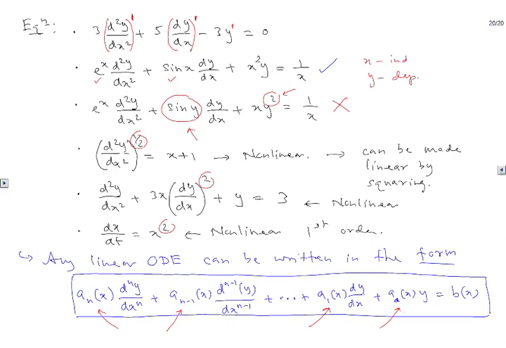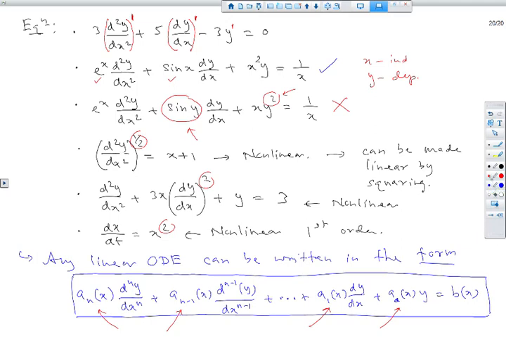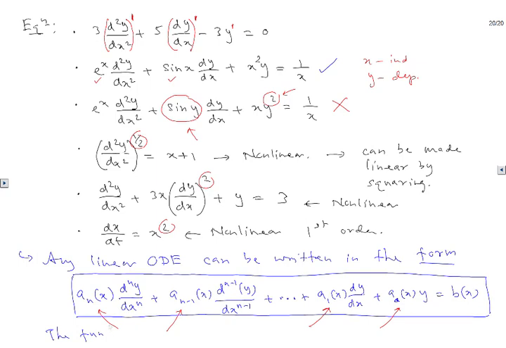And then we can say the functions a_n(x), a_{n-1}(x), a_0(x) are called coefficient functions. Good.